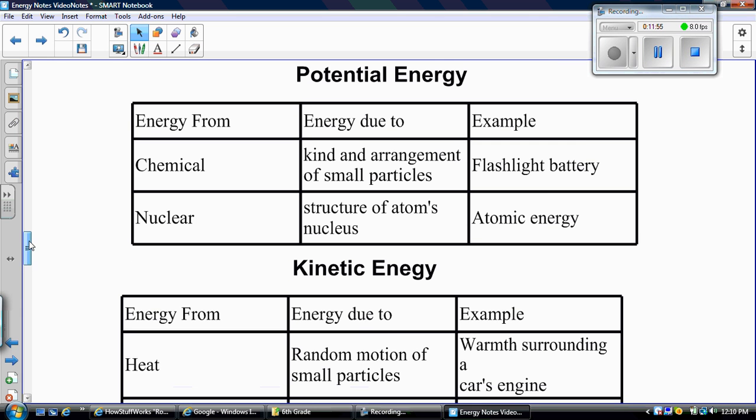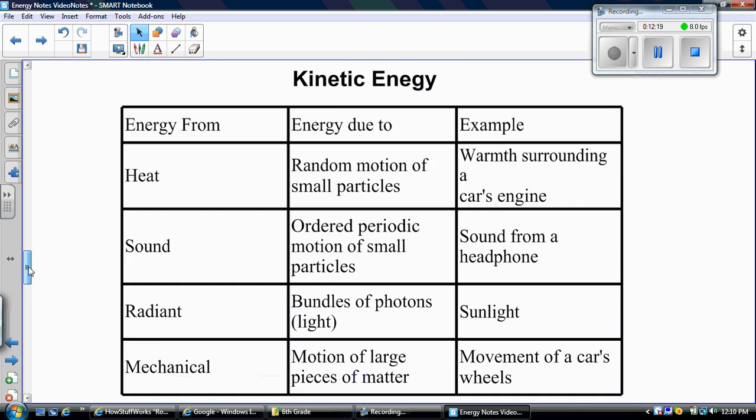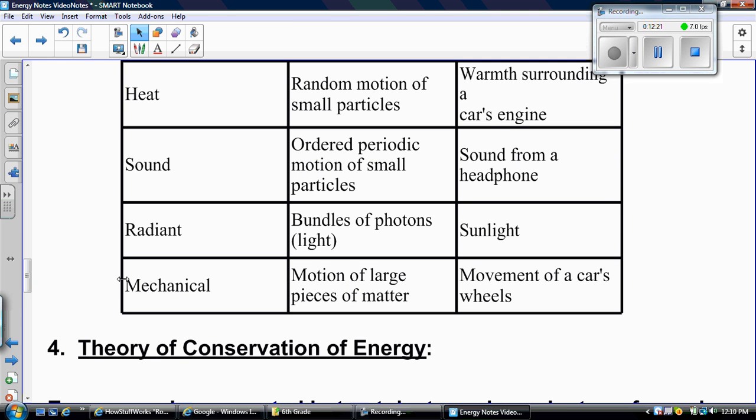And then most of your forms of energy are kinetic. Heat is the movement of those atoms or particles. Examples, warmth surrounding a car's engine. Sound is the movement of small particles, sound from your headphones. Radiant, photons are little particles of light that move, that's your sunlight. Mechanical is motion of large pieces of matter, like the movement of a car's wheels. So those are all examples of kinetic energy.